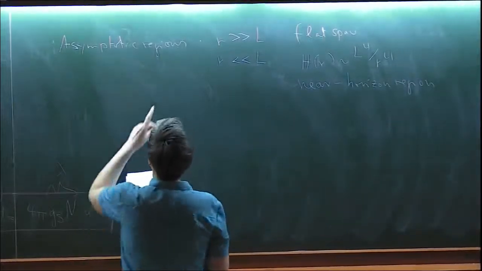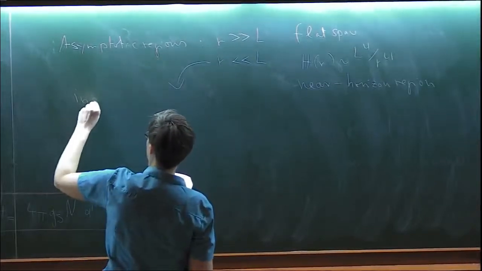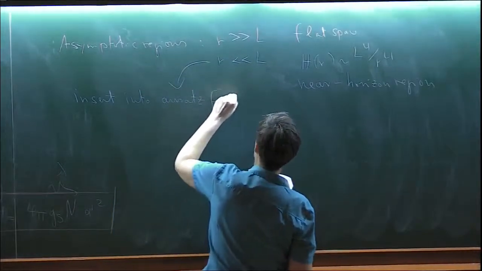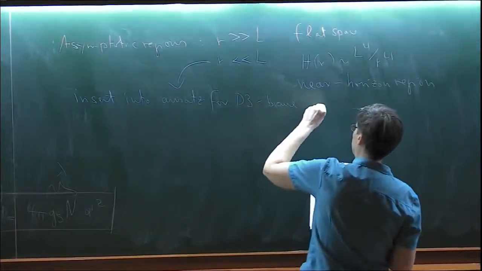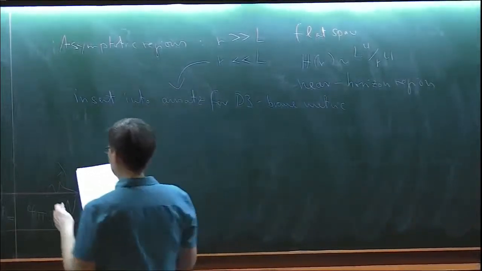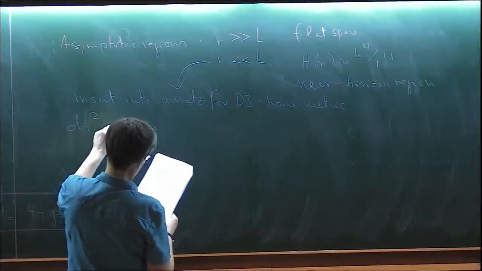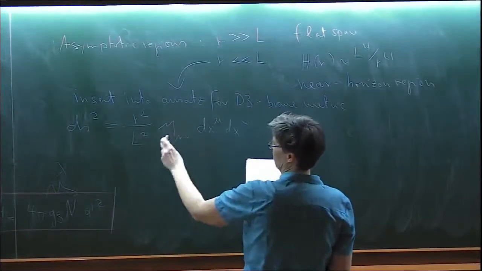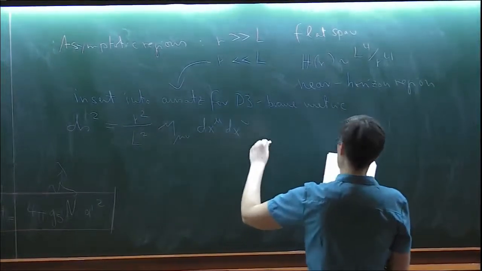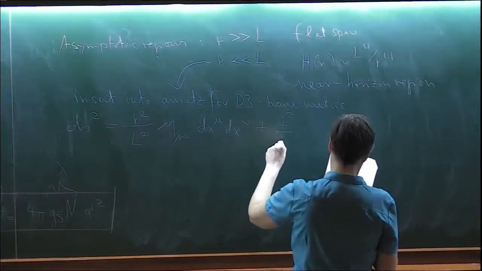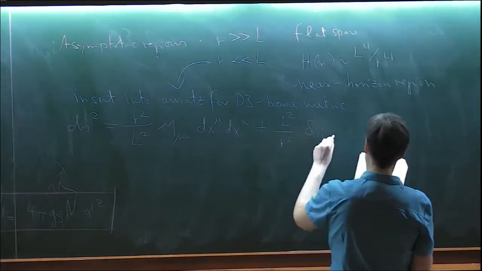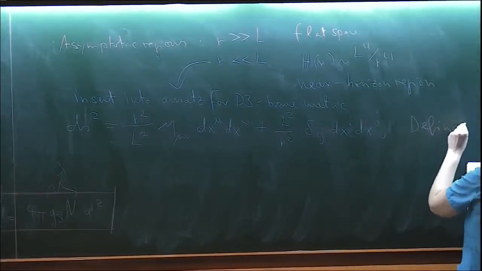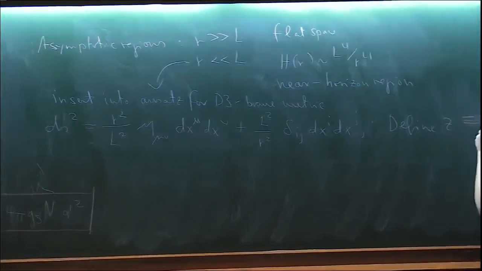Now if we insert this into the ansatz for the metric, then we get the following. We get ds squared is r squared over L squared eta mu nu dx mu dx nu. So I just replace this H by this. And similarly at the back, we have L squared over r squared delta ij dxi dxj. Then, to conclude, we define a new coordinate z, which is L squared over r.